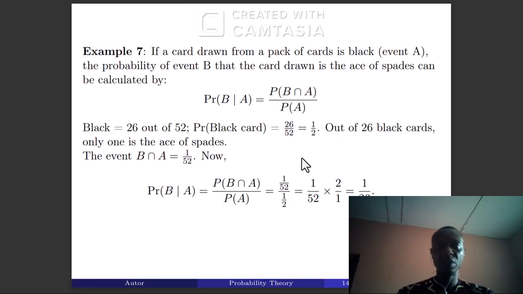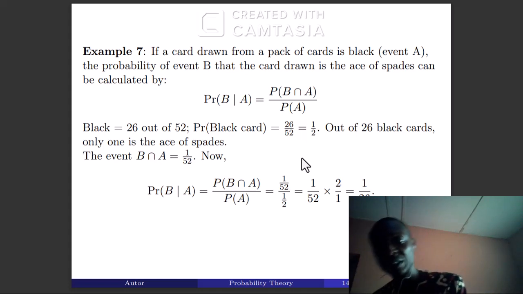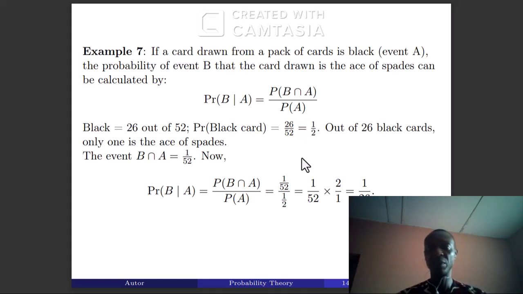So let's see an example here. If a card drawn from a pack of cards is black, let's call that event A. You have drawn one already, you know it is black. That is event A. The probability of event B, that the second card drawn is the ace of spades, can be calculated by the probability of B such that A has occurred. So we want the probability of the ace of spades such that the first one we have picked is black. So what you do is the probability of B intersection A, the probability of getting the ace of spades, divided by the probability of a black card.